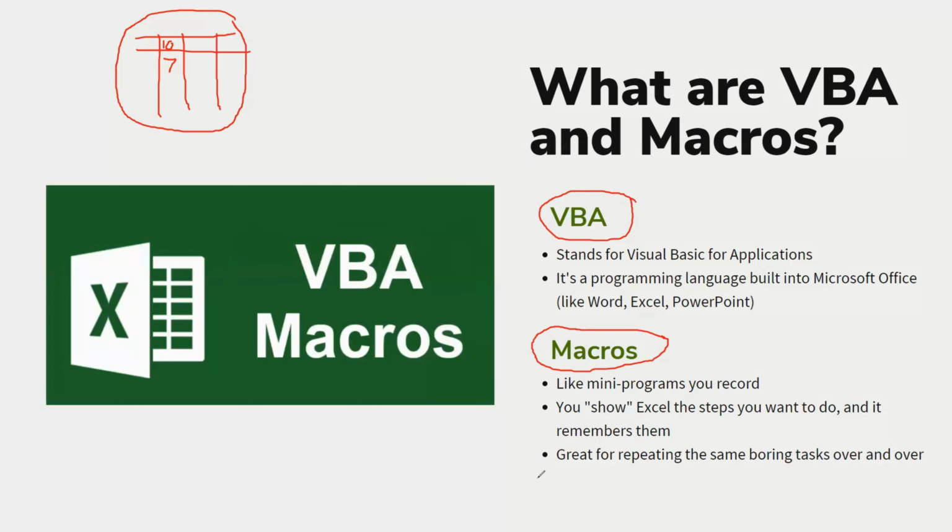And why do we use a macro? Because it is great for repeating boring tasks over and over. So this is the basic difference between VBA and macros.